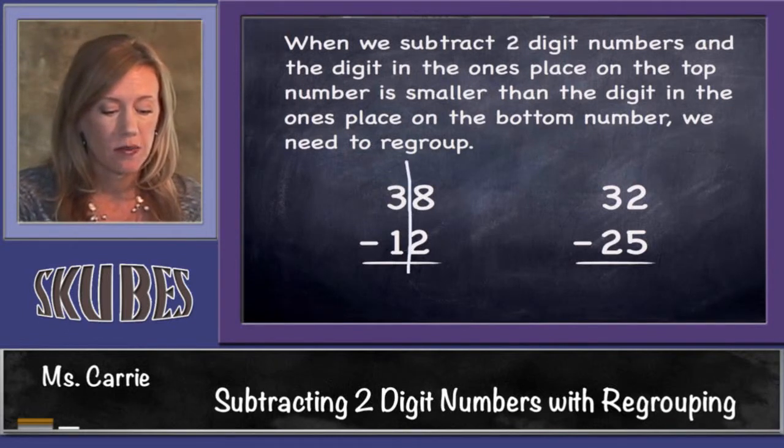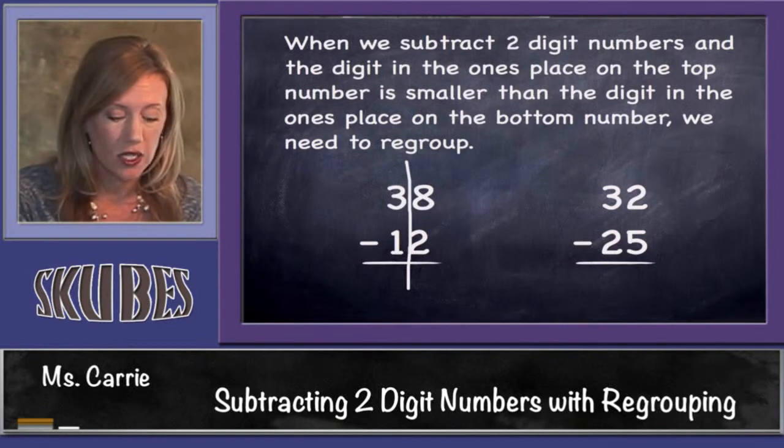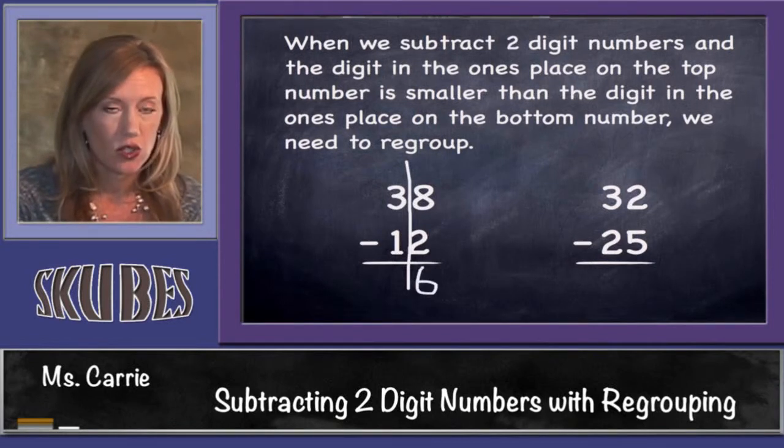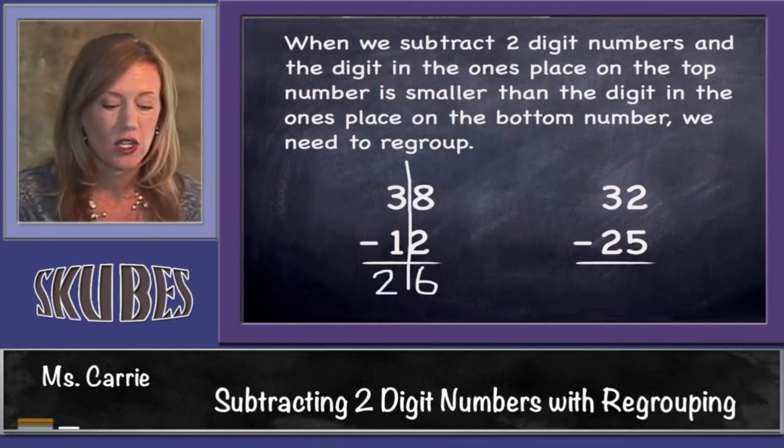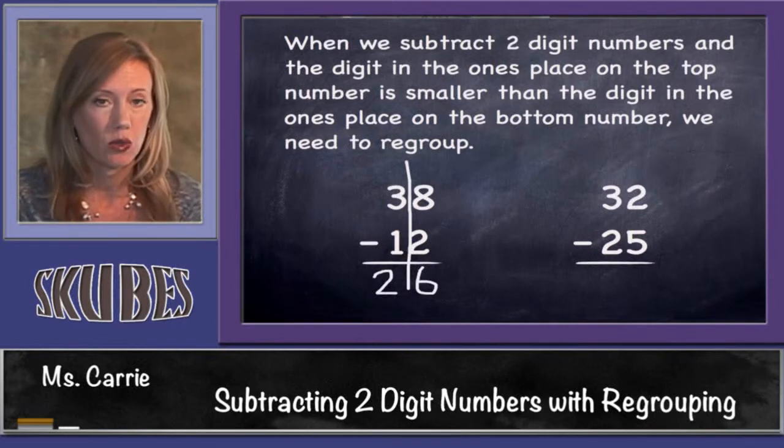If I draw a line down the middle and we look at the ones place on the right, we see 8 minus 2. Well, 2 is less than 8, so we can just go ahead and subtract. Our answer is 6 right here, and then we do the tens place. 3 minus 1 is 2. We get 26. We didn't need to regroup.